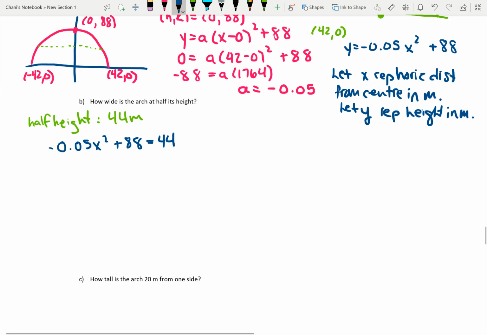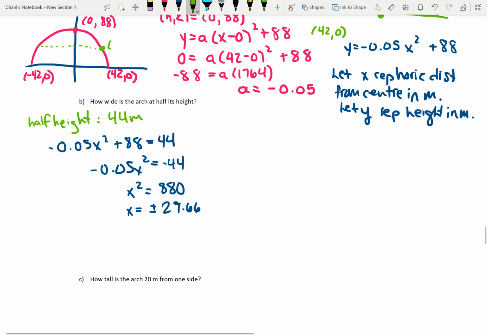So again, I don't need to use the quadratic formula because I only have an x squared term. So I can actually isolate x. So my first step is to move 88 to the other side to get negative 44. Divide both sides by negative 0.05 to get 880. And then I take the positive and negative square root. So I get positive and negative 29.66.